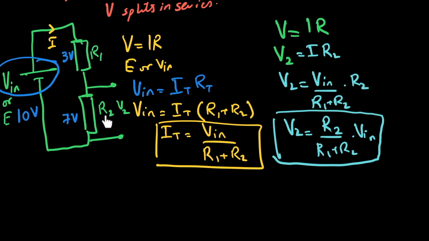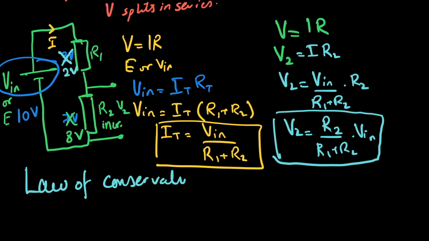Just as an example, if you increase the value of R2, this 7 volt value will go up. If you increase it, then this value will go from 7 volts to 8 volts. But if this goes to 8 volts, then this 3 volts will no longer remain; it will become 2. Why? Because remember that you are applying the law of conservation of energy, and the law of conservation of energy says that energy is always converted from one form to another. So that means the energy that you've supplied is 10.